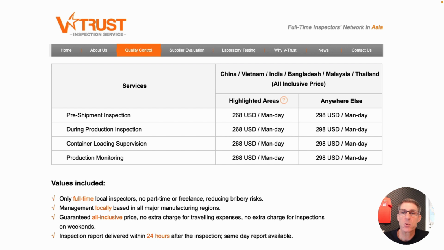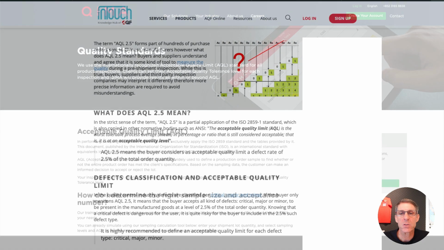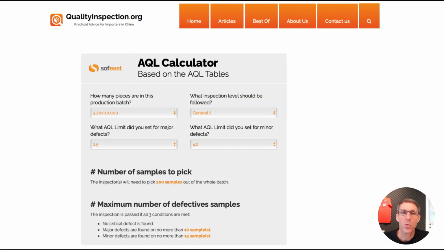So how many garments should they check? Is it realistic to do a 100% inspection of, say, 1,000 garments? Not really, because you would have to pay for almost 8 man-days, which would be around $300 times 8, which is $2,400. To find out how many we must check, we use an AQL standard. AQL stands for Acceptable Quality Limit. This system tells you how many garments you need to inspect in order to get statistically significant findings.